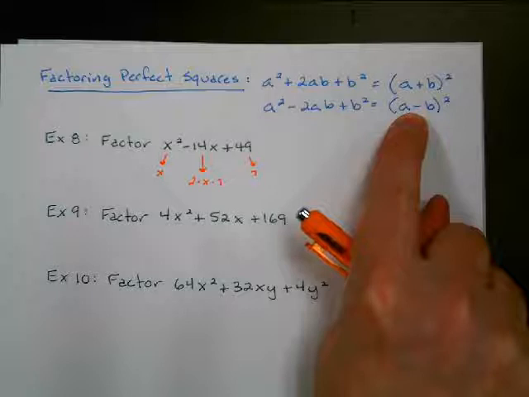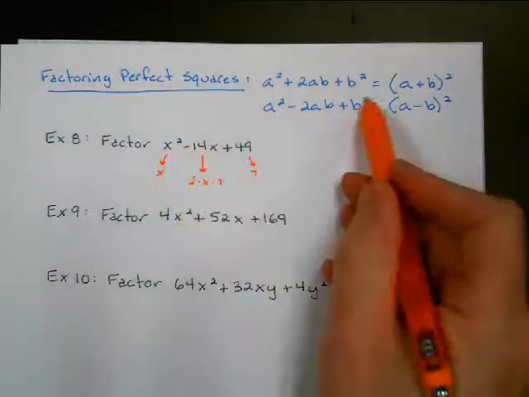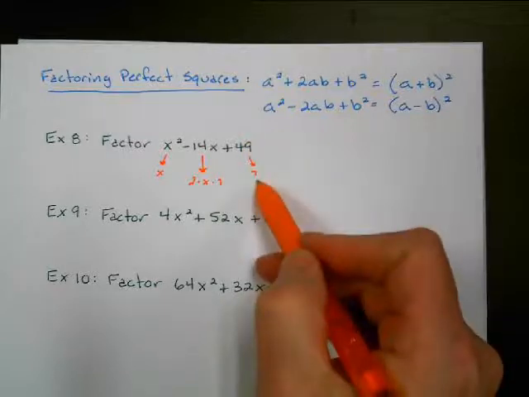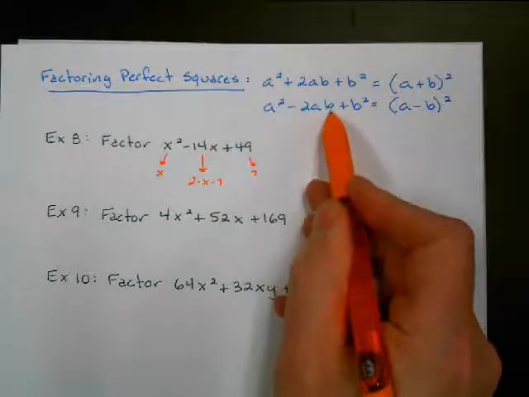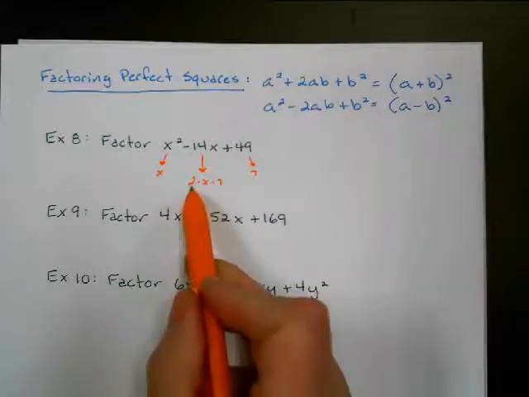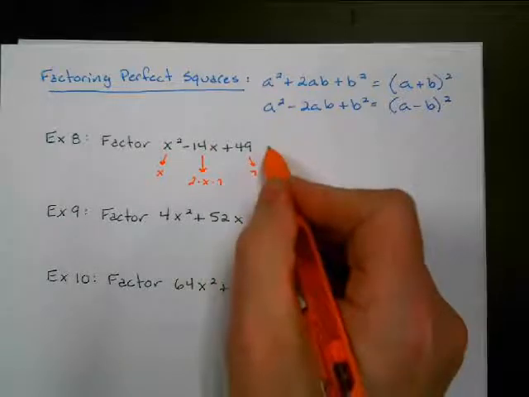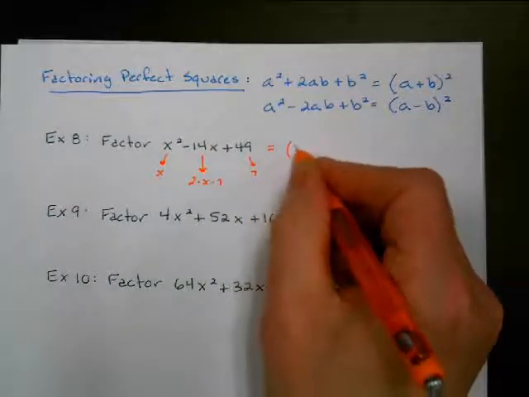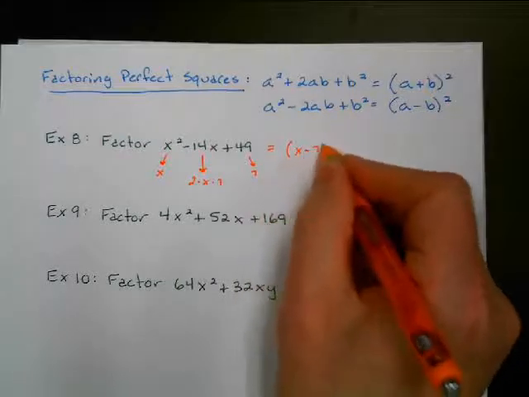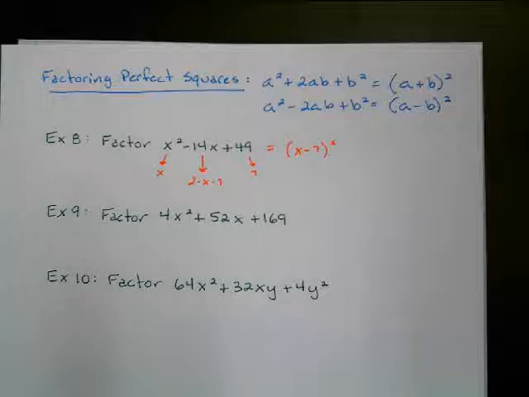Because we got a square on the first term, a square on the last term, and the middle term is 2 times the first thing times the last thing. So 2 times x times 7. So what we can do is take the shortcut, and we can just say this is x minus 7 squared. Now maybe you're looking at that going, I don't want to have to learn those patterns. Can I do something else instead?